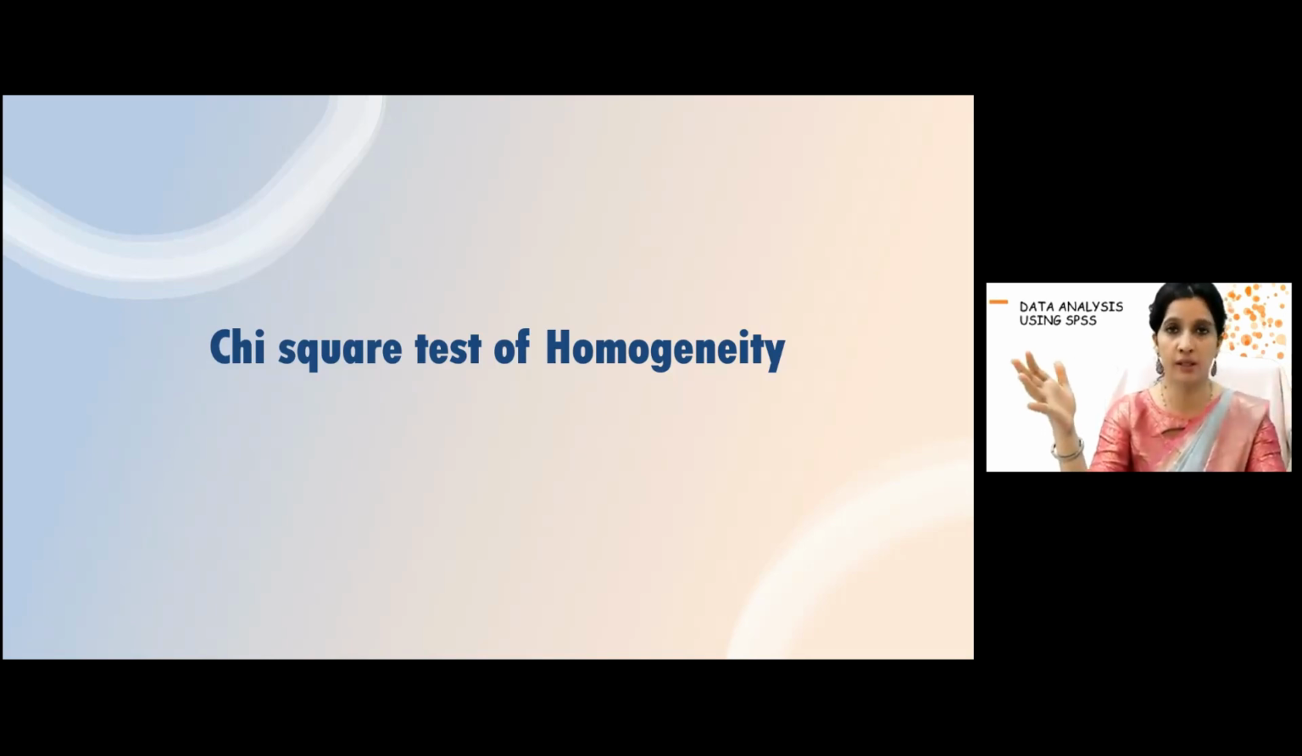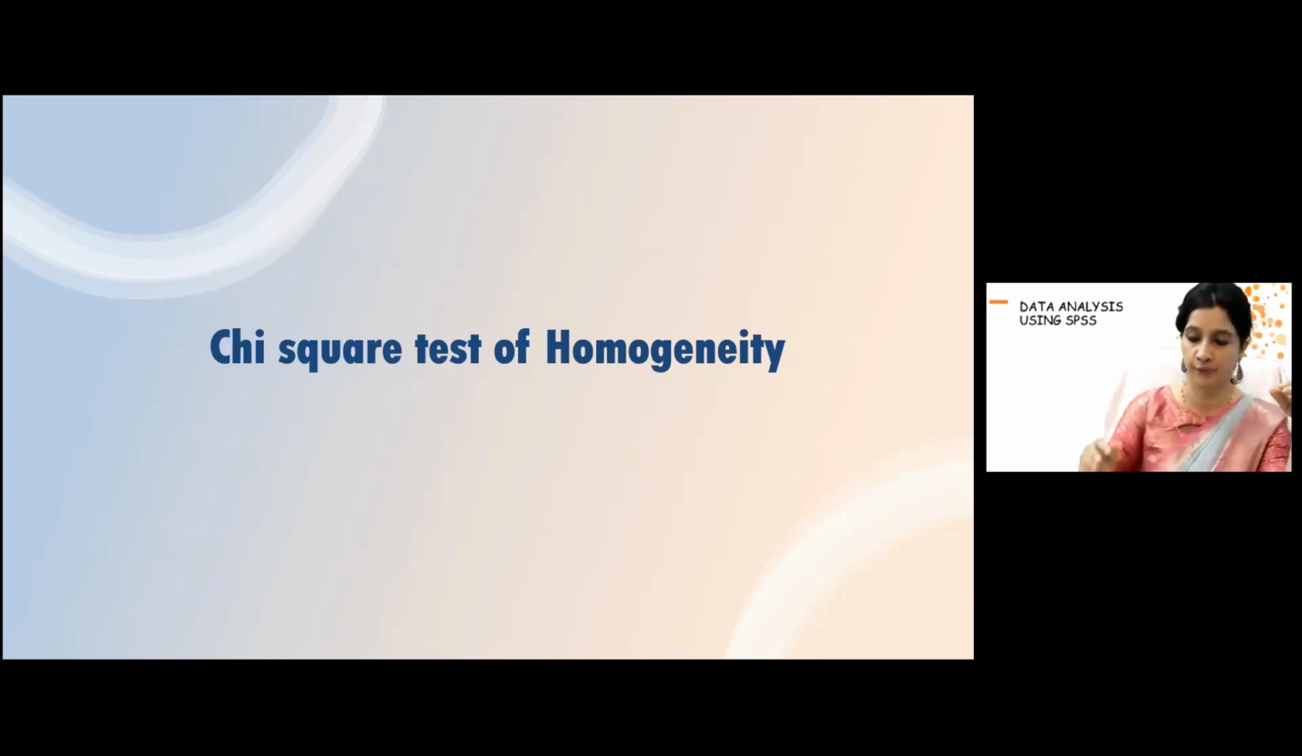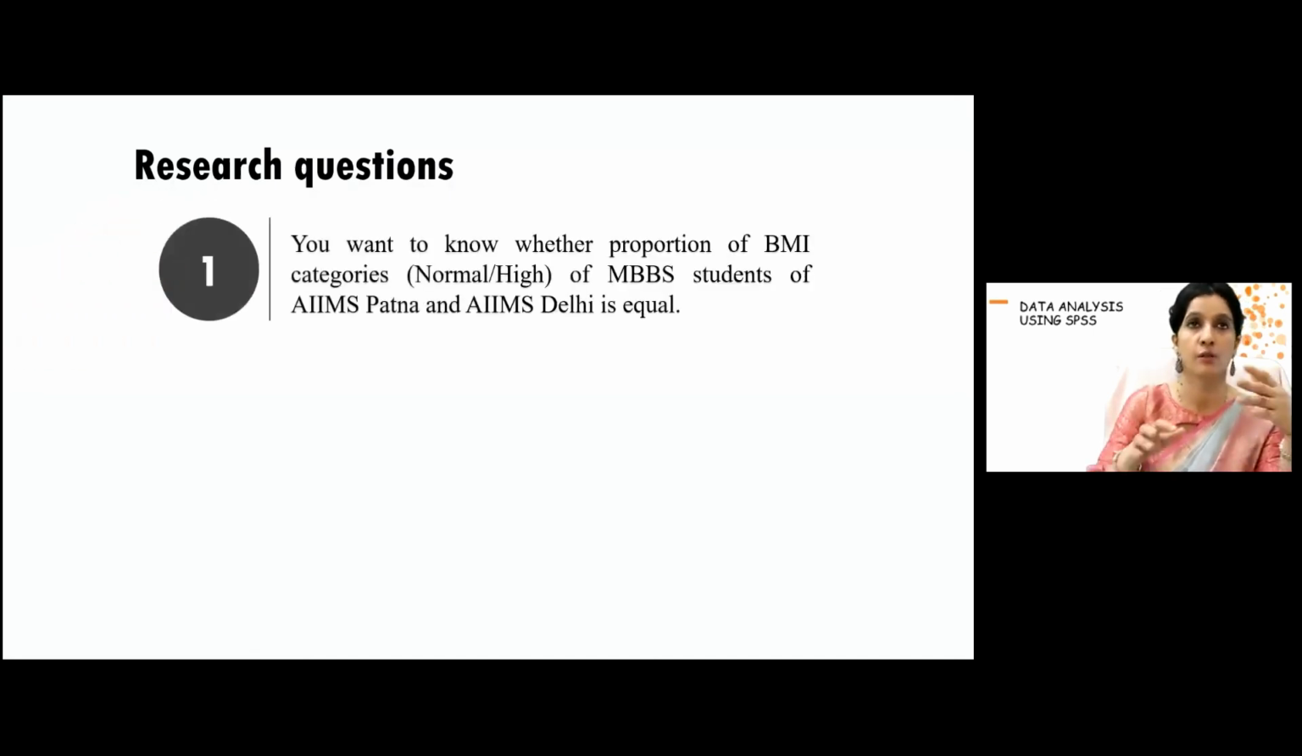In the chi-square test of homogeneity, it is essential that you have a 2 by 2 table. Here also, you will see that you have a few research questions. So now we will start with the research questions. If I want to know whether the proportion of BMI categories, that is normal or high, here you will see there are only two categories. I will not have overweight, obese. If there are more than two categories, then there is some other test. But I am only telling you now about two categories.